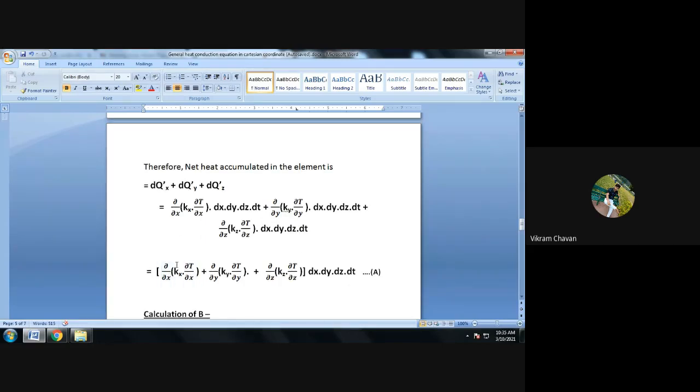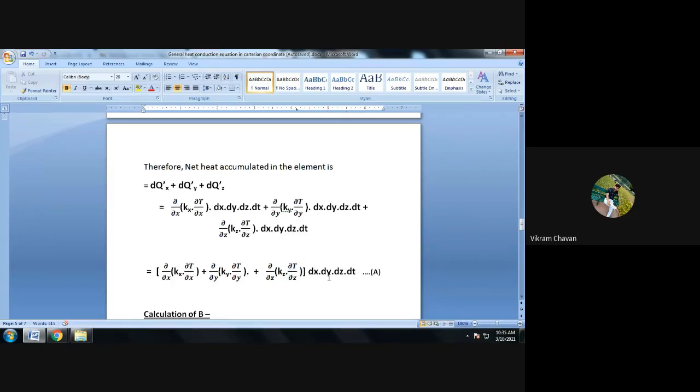So in the bracket it is the differentiation with respect to x of k suffix x multiplied by ∂t with respect to ∂x, plus differentiation with respect to y of k suffix y multiplied by ∂t with respect to ∂y, plus differentiation with respect to z of k suffix z multiplied by ∂t with respect to ∂z, and the bracket is complete.